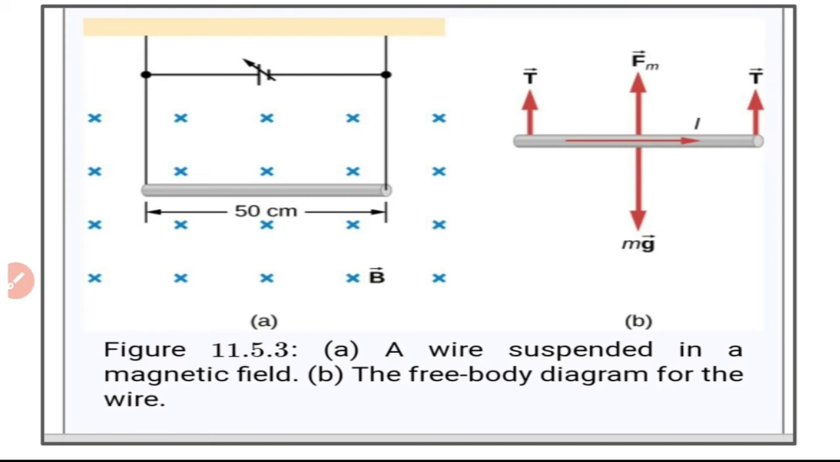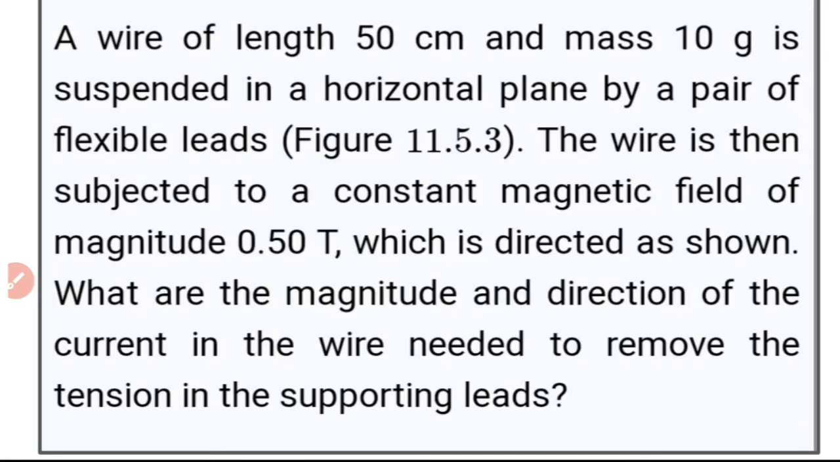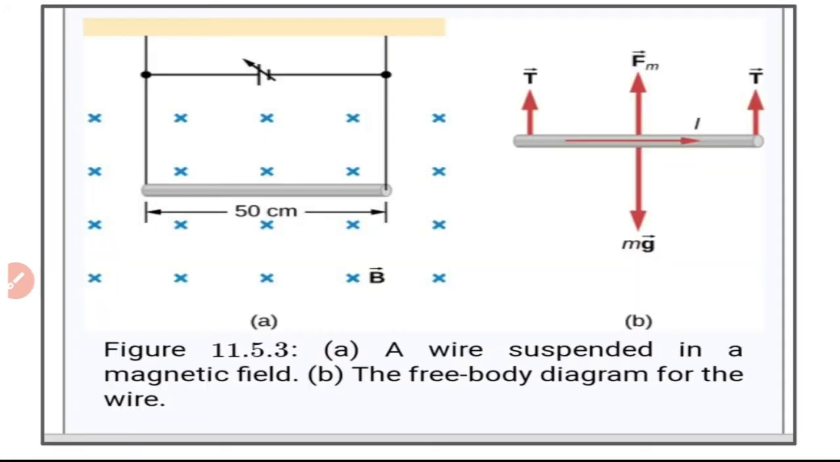Now this is the situation given and the question is to find the magnitude and direction of the current. You have to find the magnitude and direction of the current needed to remove the tension in the supporting leads. How to remove the tension in the supporting leads? Tension in the supporting leads is removed by equalizing the forces. Here which all forces are coming into action? One is the force on the wire due to this magnetic field, and the other is the gravitational force, that is the weight which is acting in the downward direction.